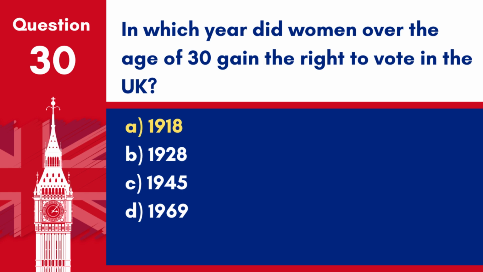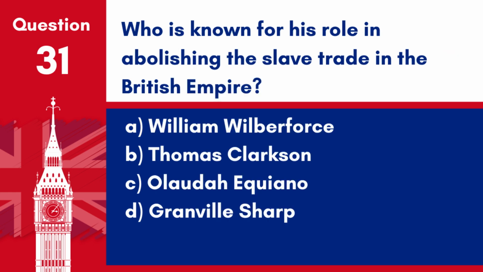Answer A. 1918. Women over the age of 30 gained the right to vote in the UK in 1918, following the Representation of the People Act. Question 31. Who was known for his role in abolishing the slave trade in the British Empire?